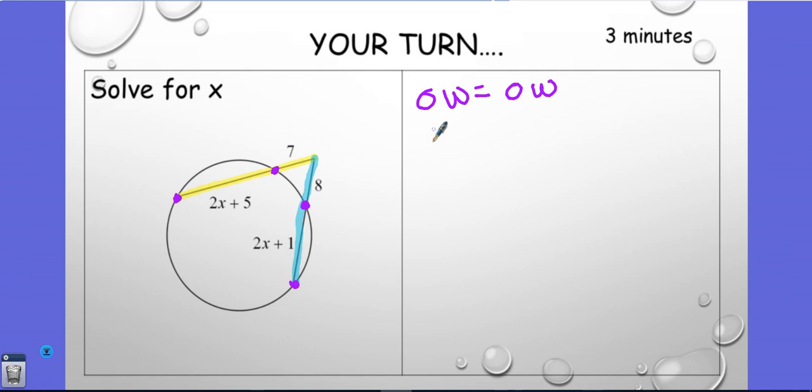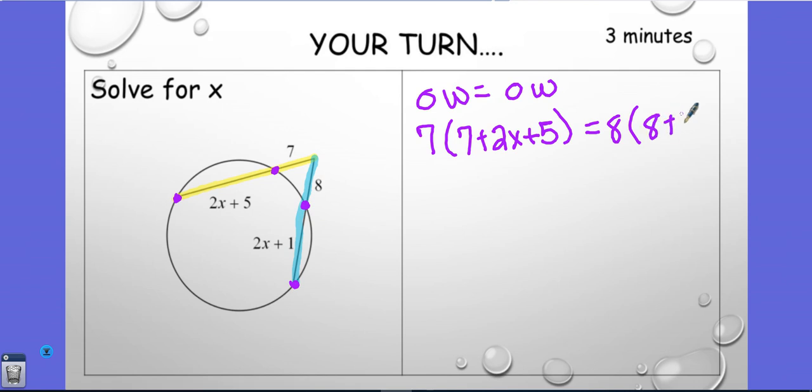So the outside piece here is 7, and the whole thing is 7 plus 2x plus 5 equals, and y'all make sure you're careful with that because a lot of students make mistakes with that. The outside of the blue line is 8, and then the whole blue line is 8 plus 2x plus 1.